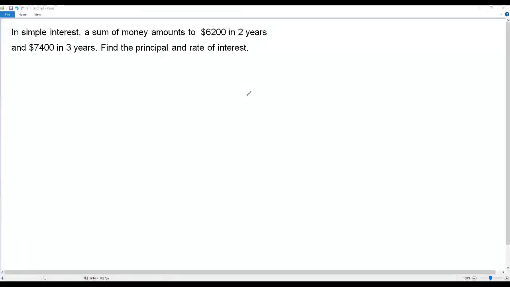Here we have a problem on simple interest. Okay, let's go to the information. In simple interest, a sum of money amounts to $6,200 in 2 years and $7,400 in 3 years. Find the principal and rate of interest.